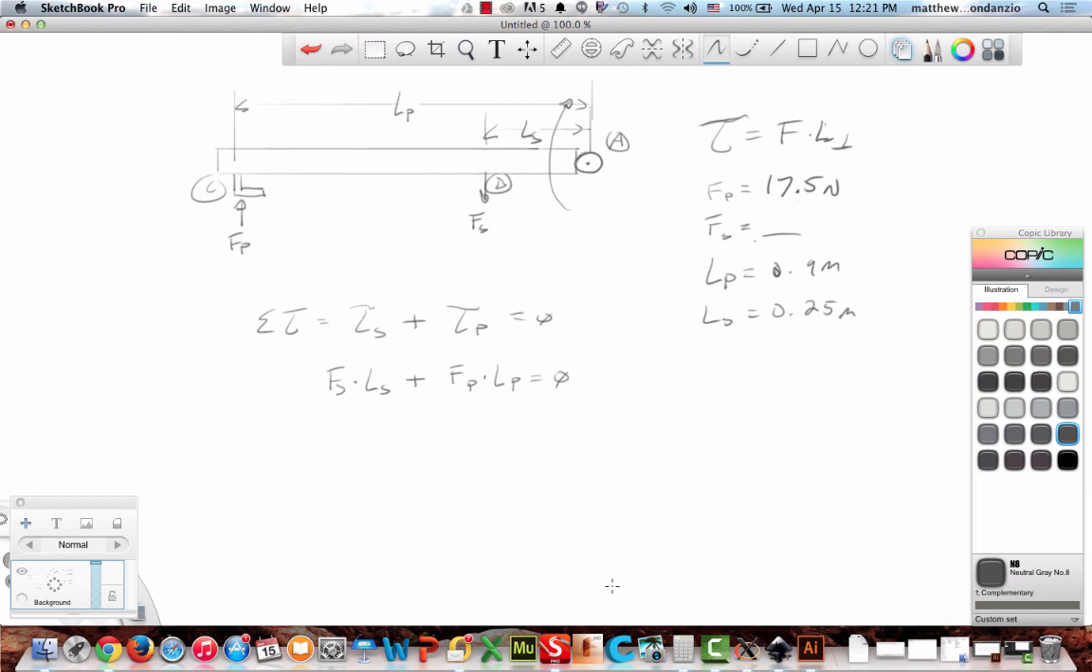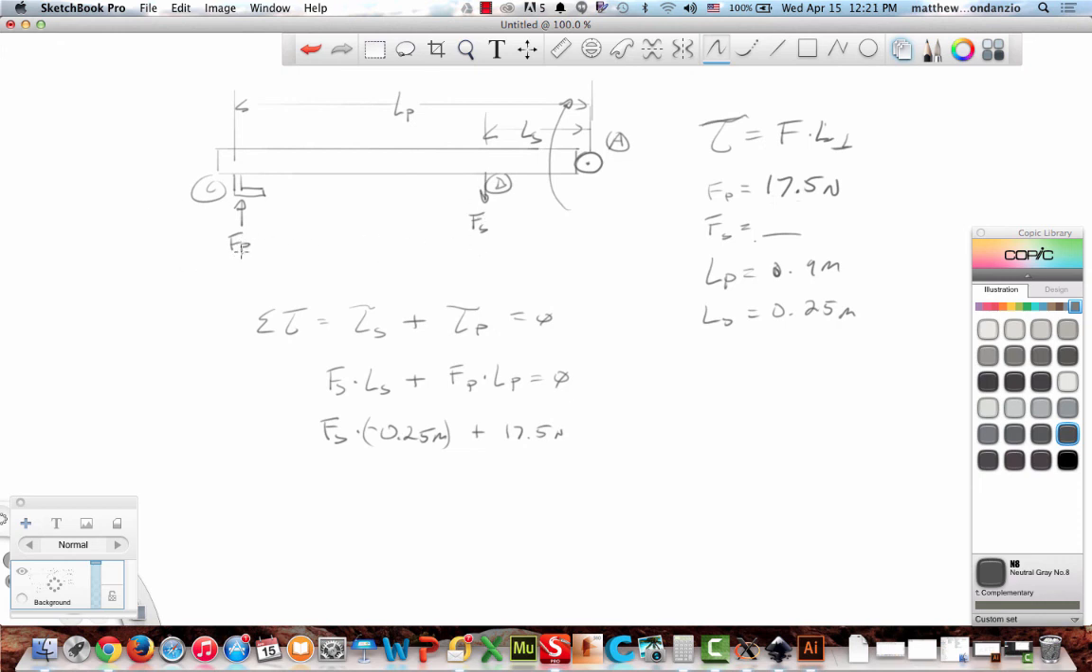So let's do this. Let's put this in here, okay? So the force of the spring is what we're looking for. We don't know that, right? So Fs. What's the length of LS? 0.25. But what direction is it? Positive, negative. So negative 0.25 meters. Right? Plus, what's my pull force or push force? 17.5 newtons.